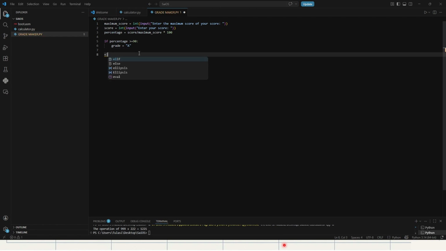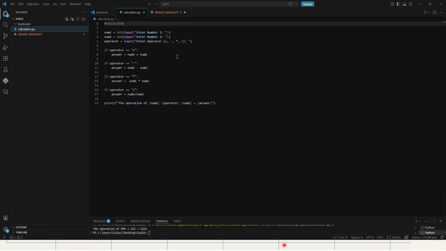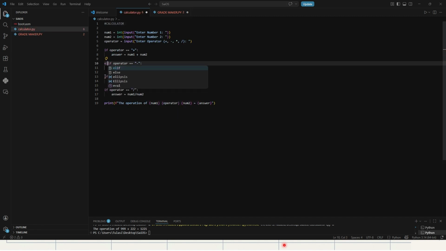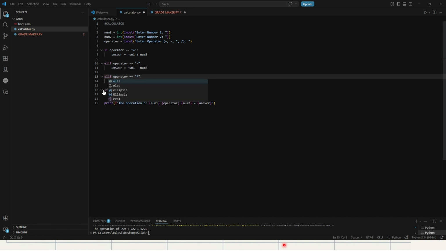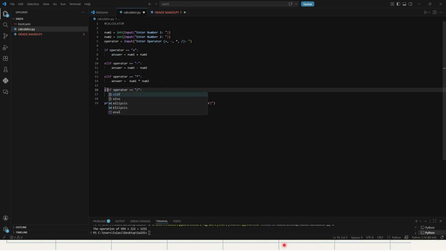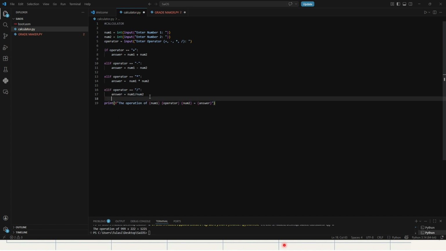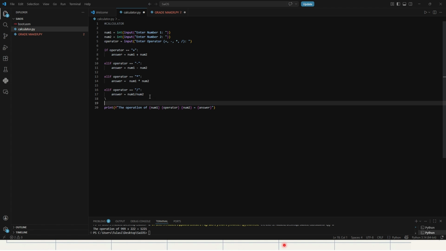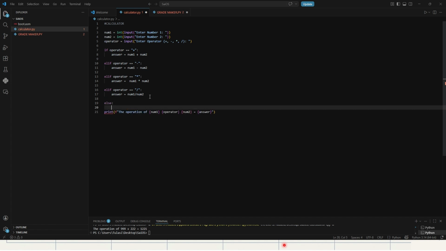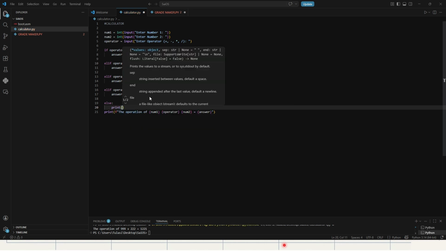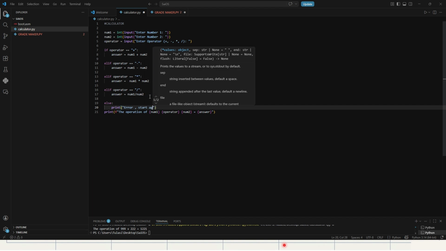And I forgot, every time you cannot use if. You can even use elif also in between, because you cannot use every time elif. And don't forget that if he enters the wrong operator, else print error. Start again.